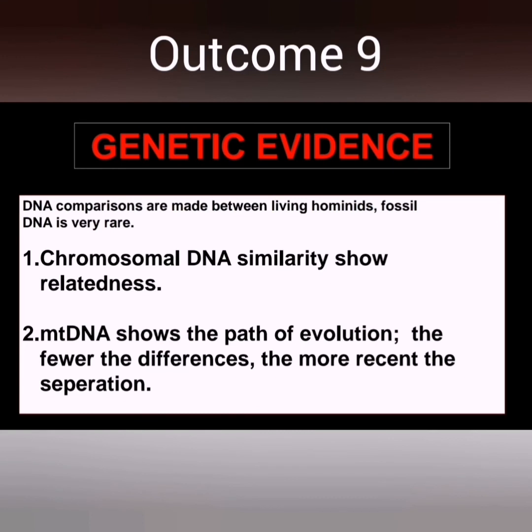Genetic evidence is also used to compare living hominids with one another. Now remember, fossil DNA is very rare. So we've already looked at this when we did genetics, but we're going to come back to this a bit later as well, where chromosomal DNA similarities will show relatedness, and then especially mitochondrial DNA can be used to show the path of evolution.